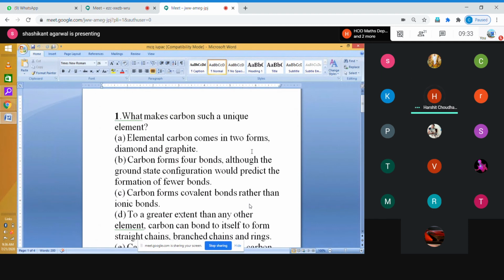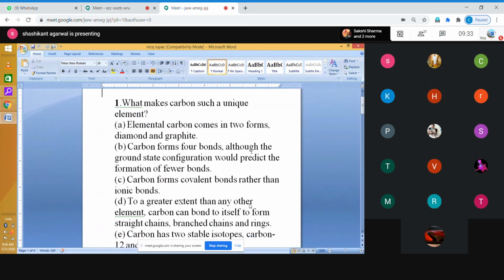Sure, D. So I have registered one response, and that is D. To a greater extent than any other element, carbon can bond to itself to form straight chains, branch chains, and rings. How many of you agree with this answer? Sir, D. Okay. So I hope D is the most correct answer.